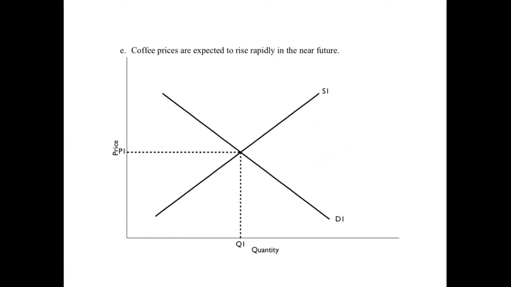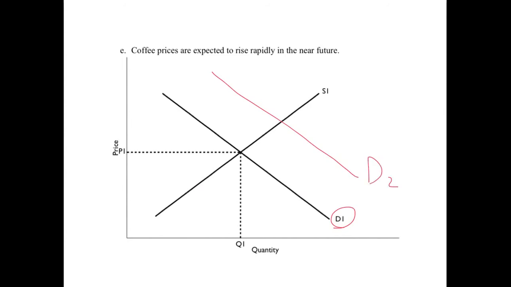And then finally, coffee prices are expected to rise in the near future. This is the one determinant in our list that impacts both supply and demand. As a coffee consumer, let's focus on demand first. If you expect coffee prices to rise in the near future, you're going to buy coffee now. Get it while it's at a good price. So the demand for coffee will rise.